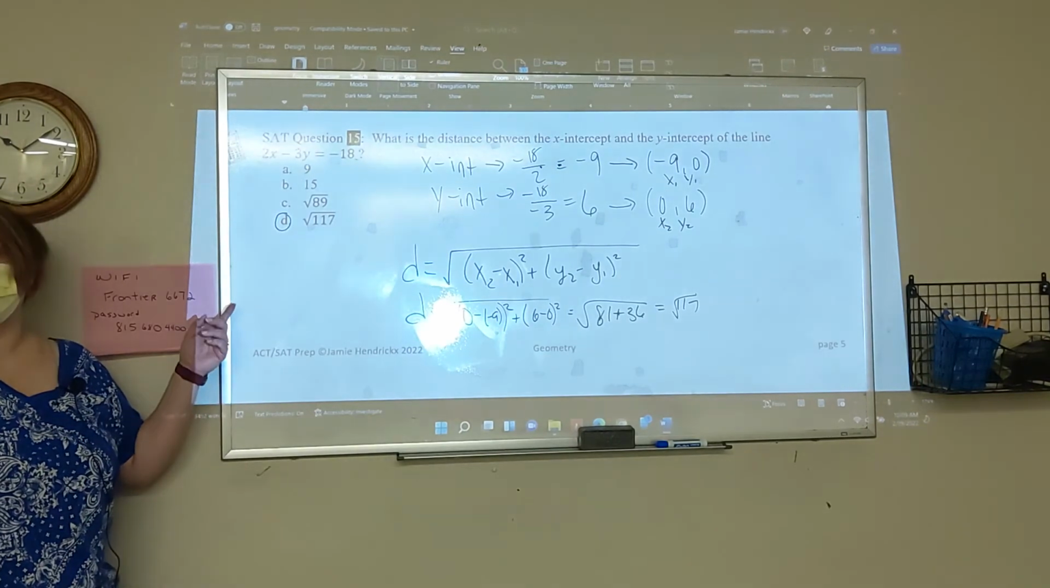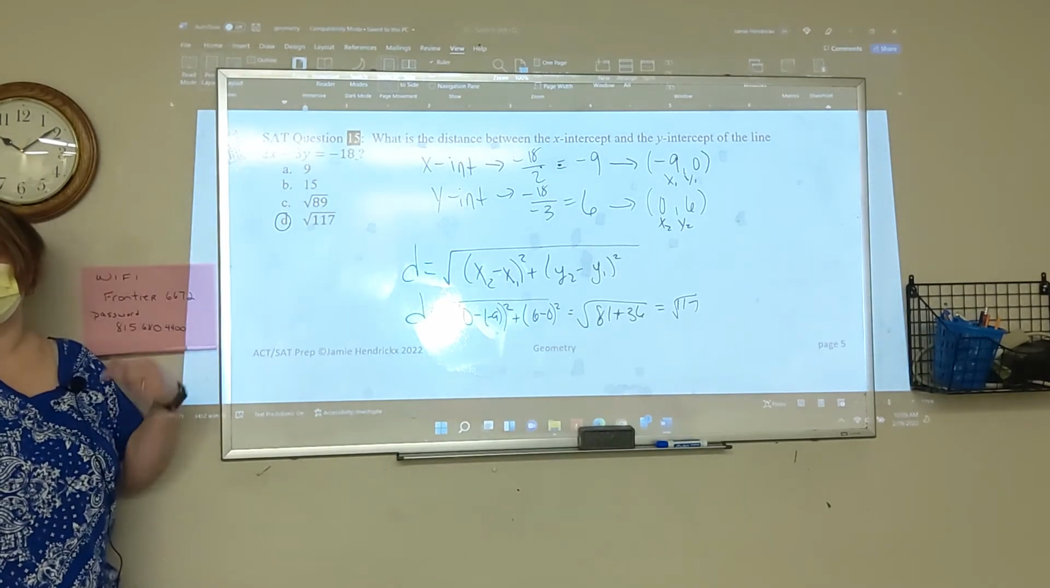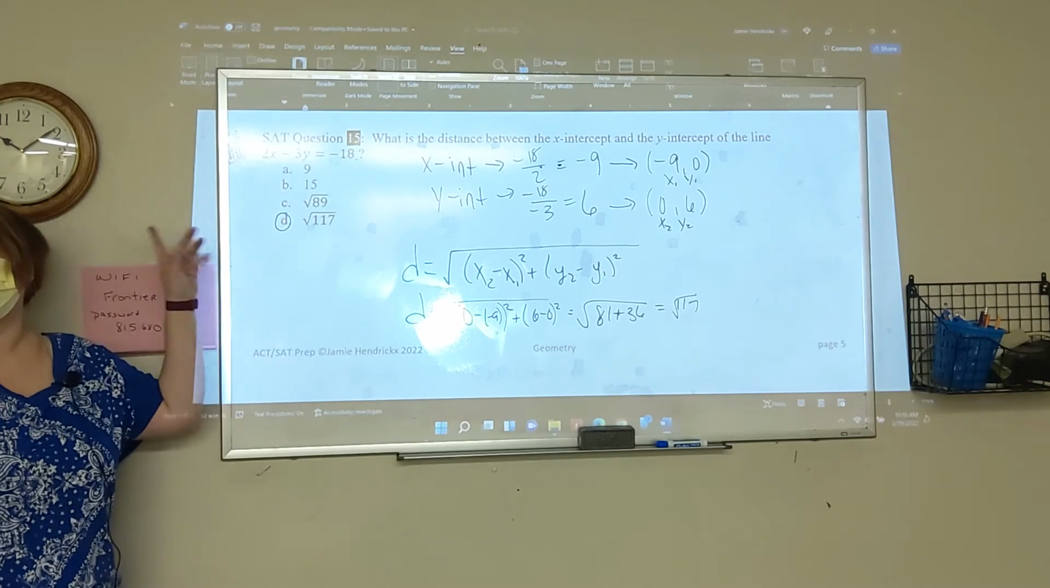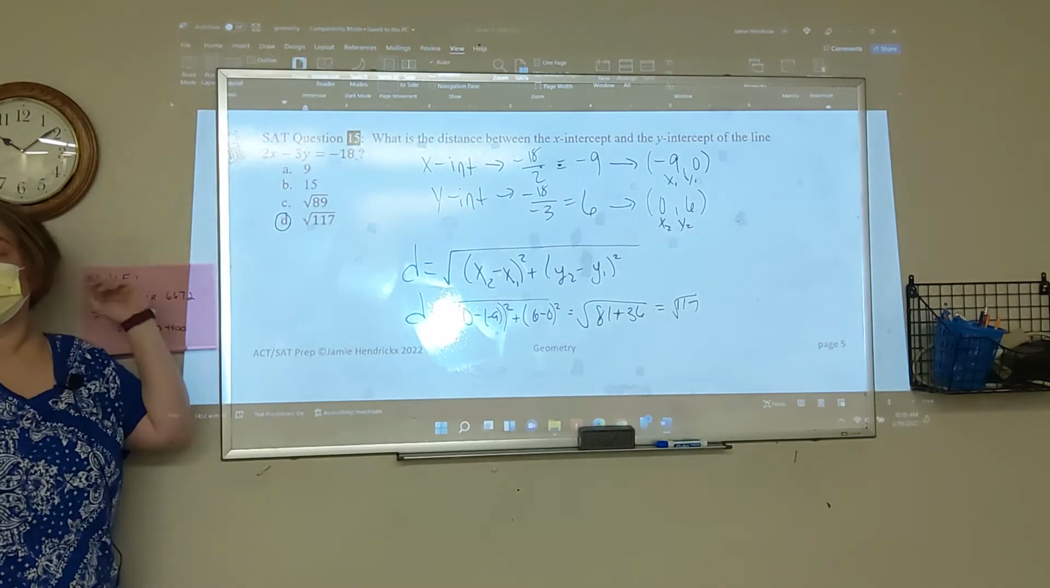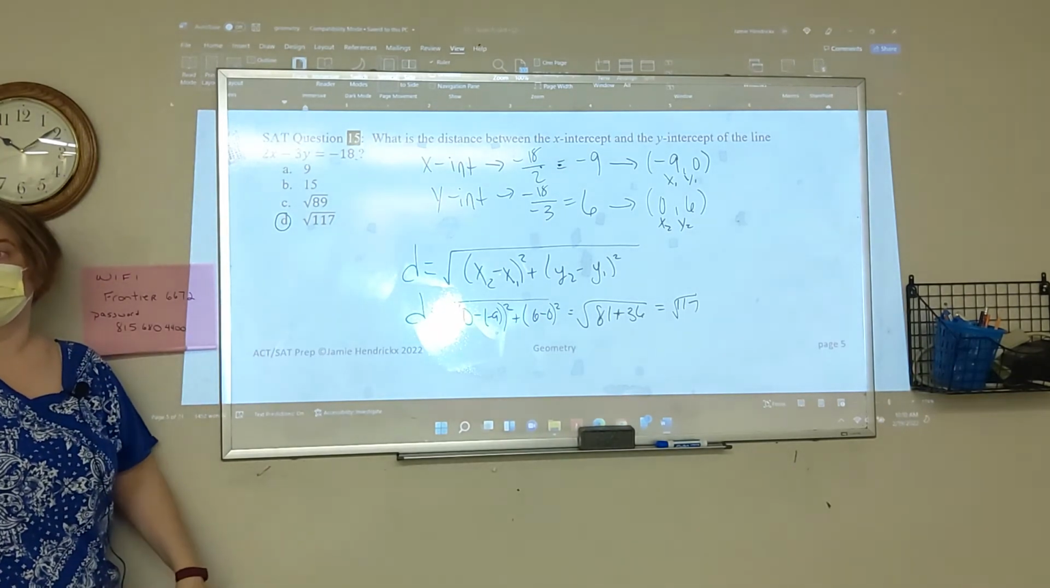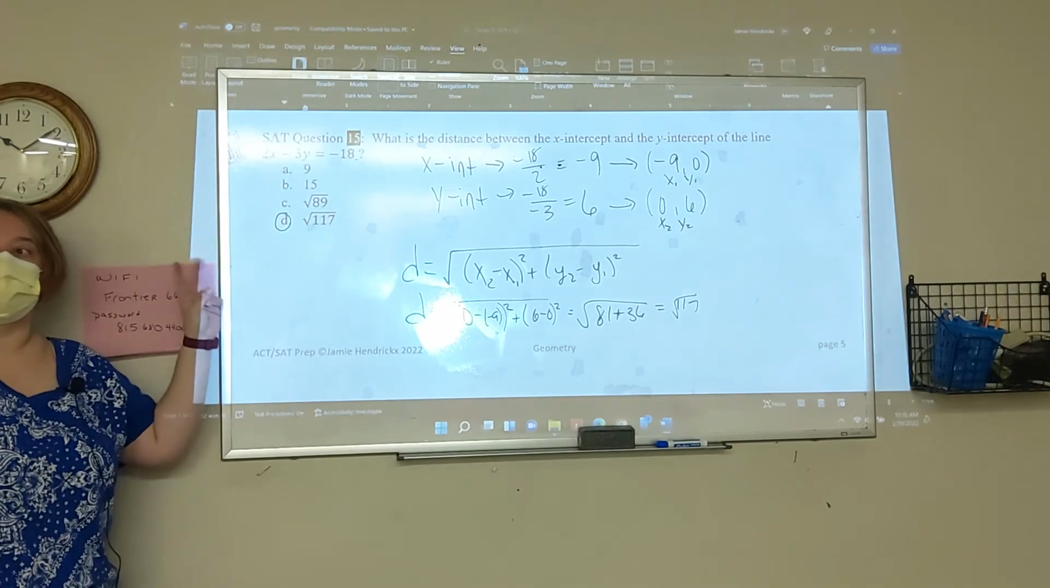The one that I gave you for homework, you're going to have to use the shortcut to get. You won't have the distance formula, but you'll have the shortcut. And there's a previous problem that involves the distance formula. So you get practice on both of them individually, just not together.